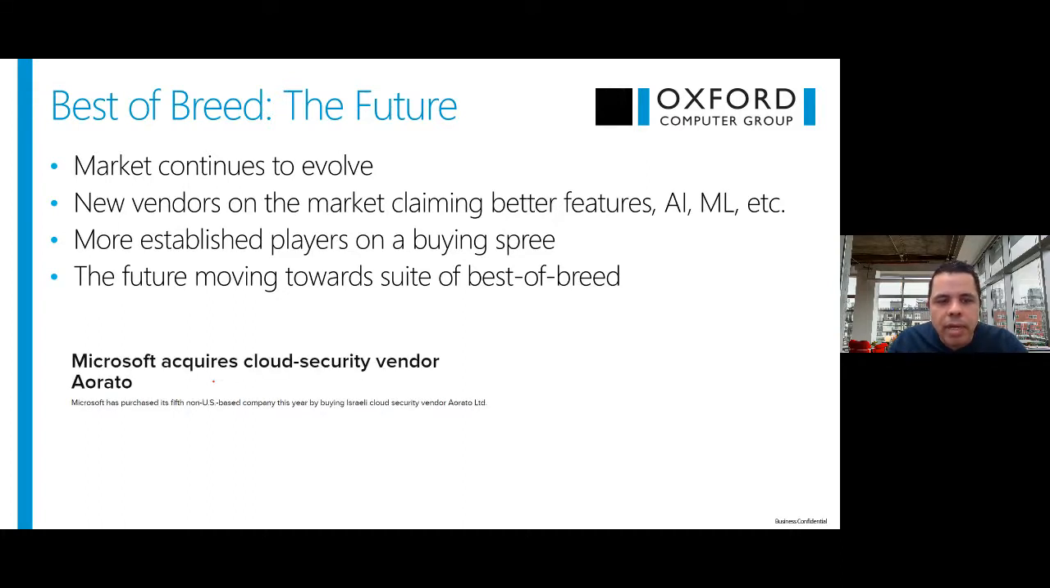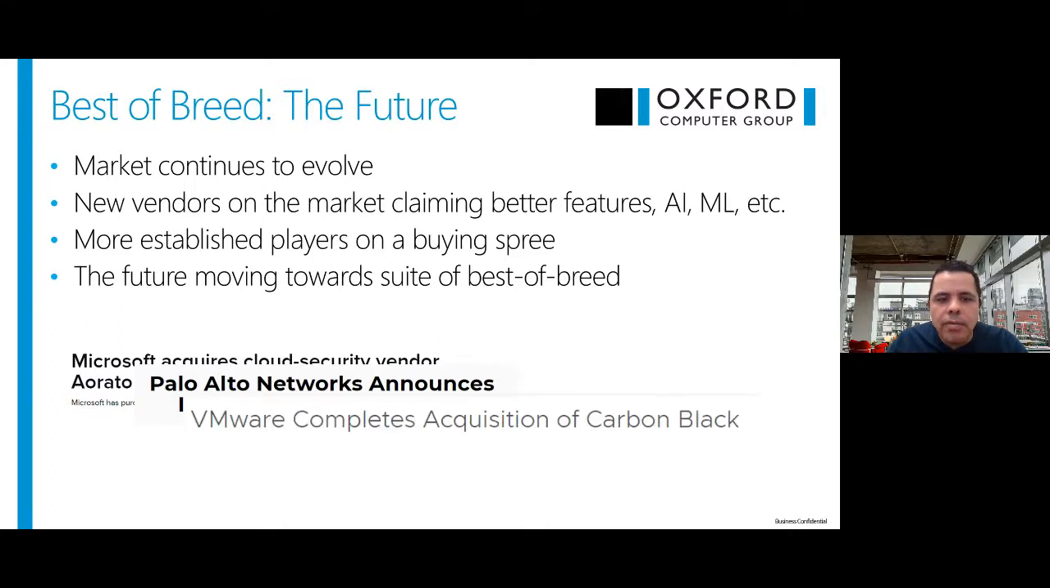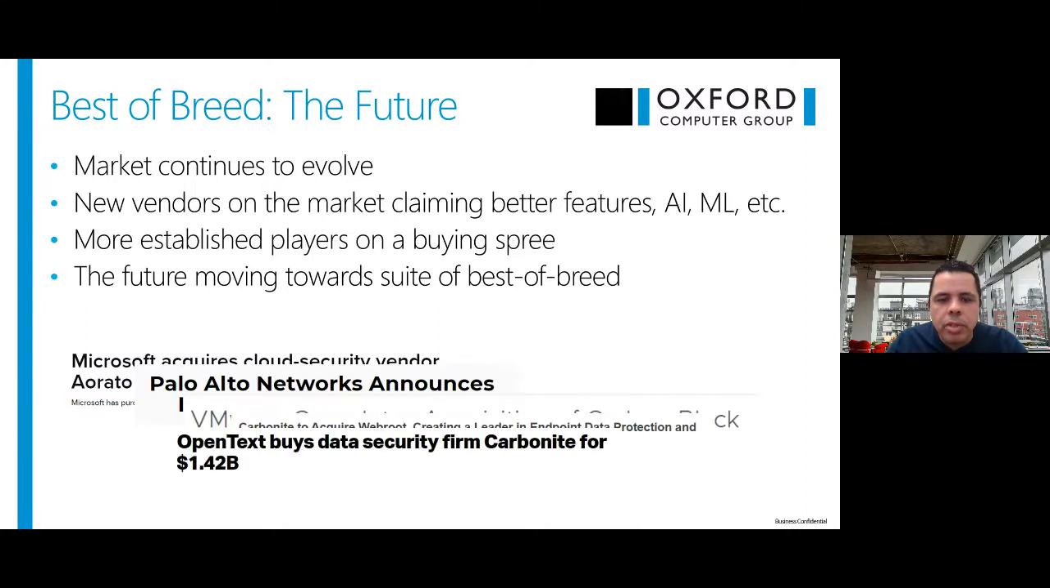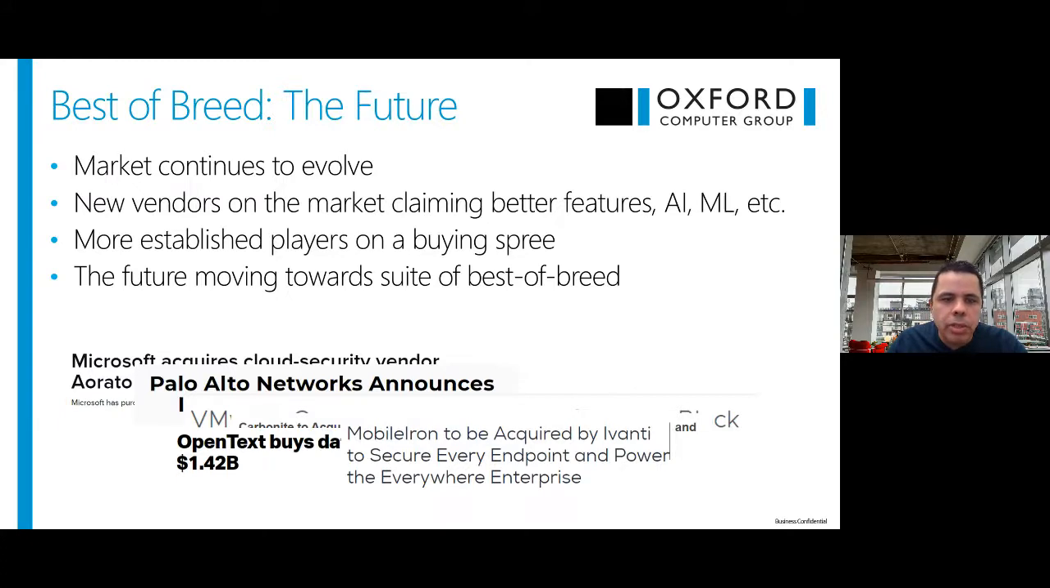I just threw up a few of the headlines from recently of some larger players acquiring other solutions out there because they also want to move towards an integrated best in suite or best of breed platform like Google or Microsoft or Amazon are doing. So it could be that today's best of breed solution is tomorrow's integrated best in suite, but if it was from an acquisition, how well is that acquirer integrating that solution into their ecosystem?